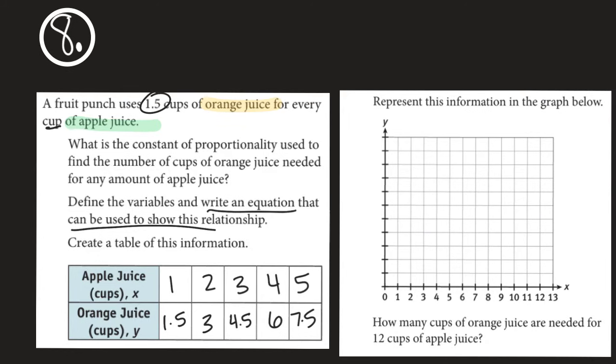Next, I want to write an equation that can be used to show the relationship. So an equation in a relationship of proportionality is y equals kx. This means that we have k, which is what we're multiplying x by each time to get y. And in this case, y equals 1.5x, because whatever x is, we multiply by 1.5 to get y. Every time we multiply by 1.5, and we'll be able to get our y value.